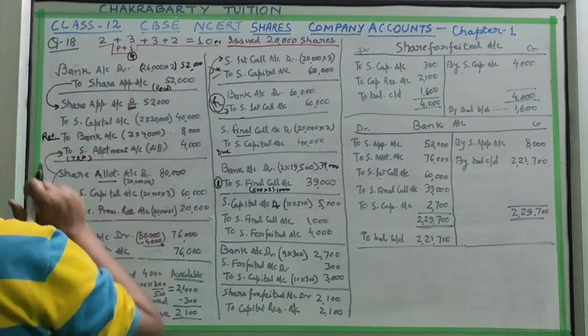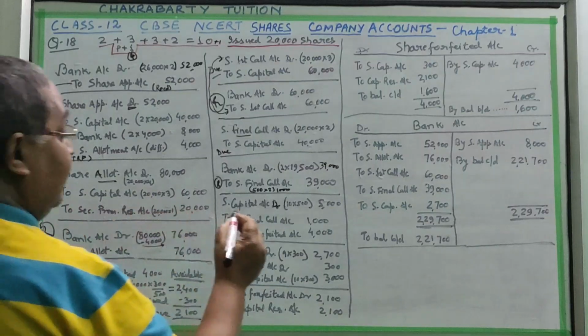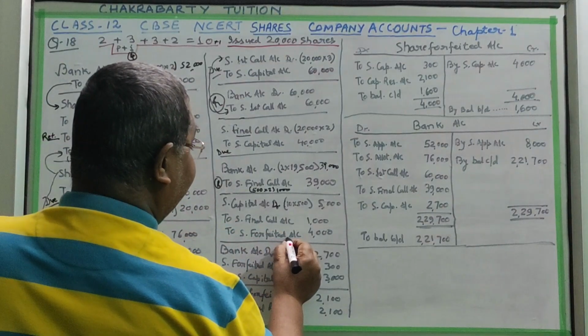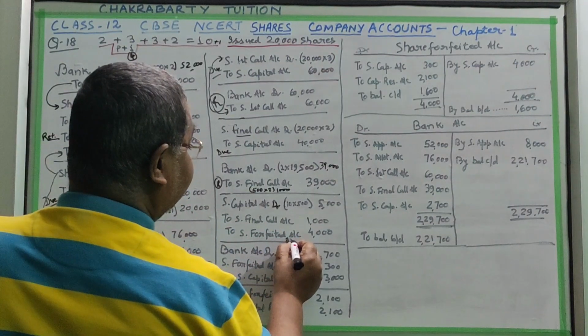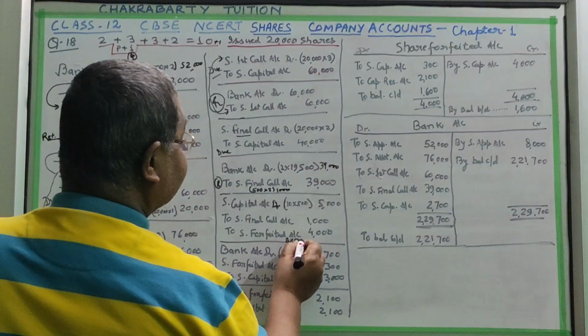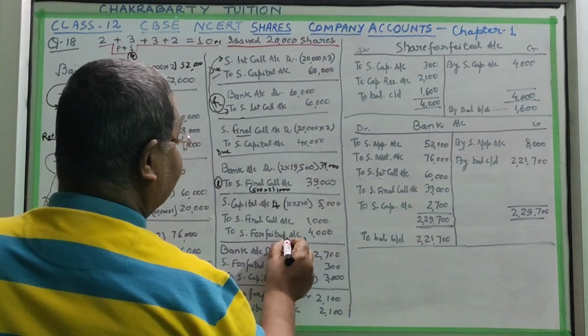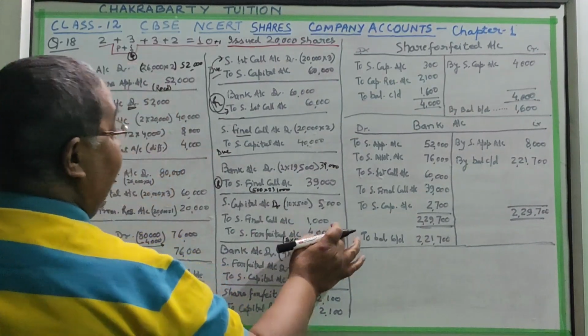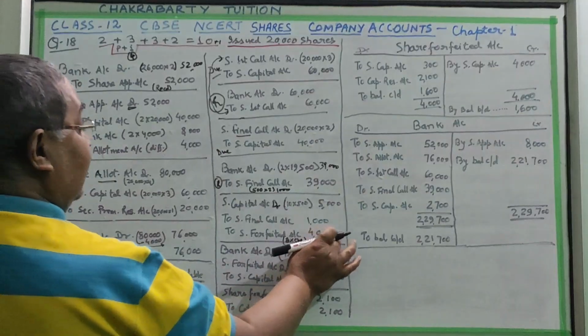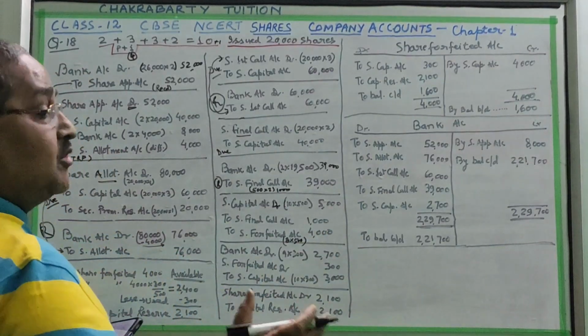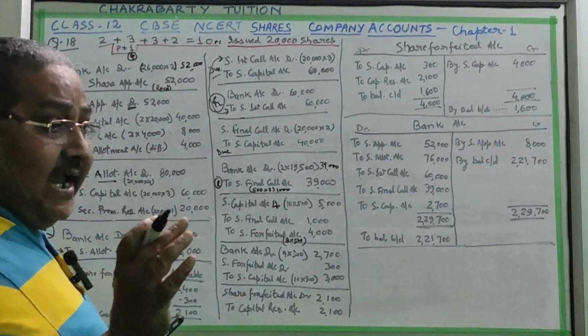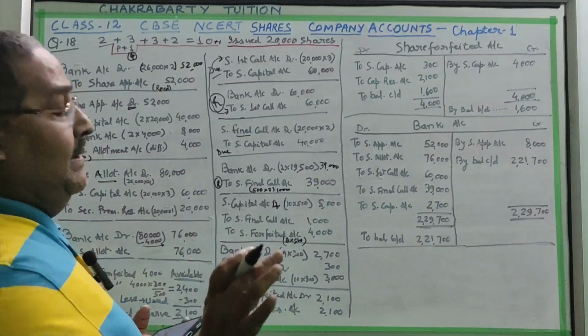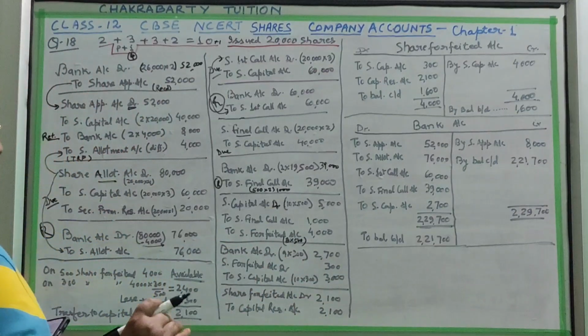3, 3, 6 and 2, 8 rupees. So how much have we received? We have received 8 rupees on 500 shares. So how much will it come to? It will come to 4,000. And you see the total. So share forfeit account represents the actual amount received excluding premium account. Premium is not reversed.